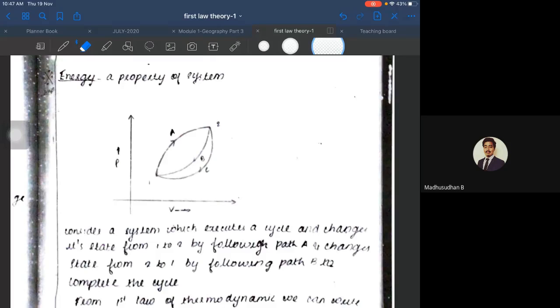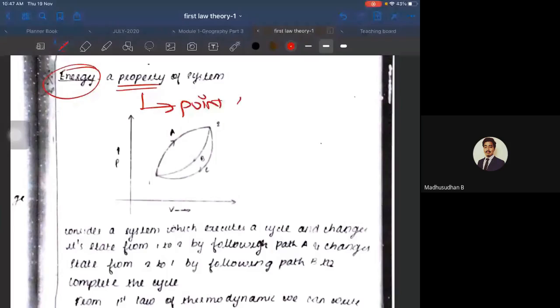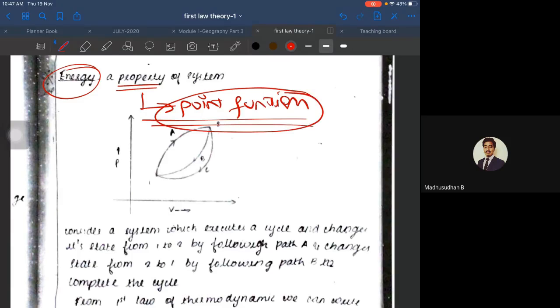So that particular internal energy, whatever it is there in the system, I need to prove it to be a property of a system. What do you mean by a property? Properties are nothing but the point functions. I need to prove energy to be a point function. If I'm able to prove energy to be a point function, then automatically I can prove it to be a property of a system. How to prove it?